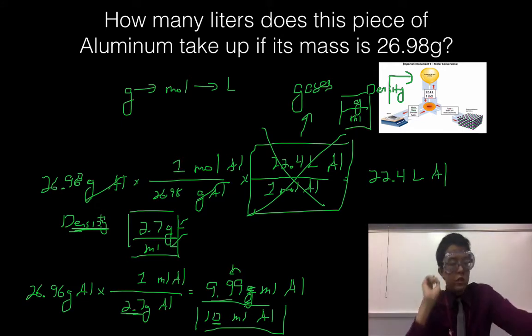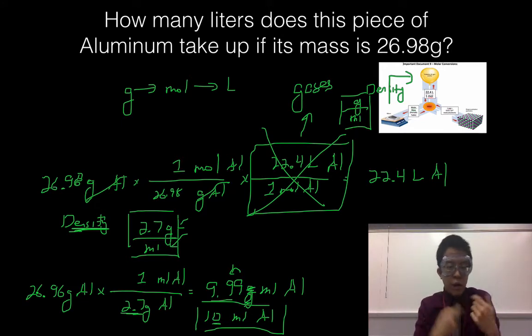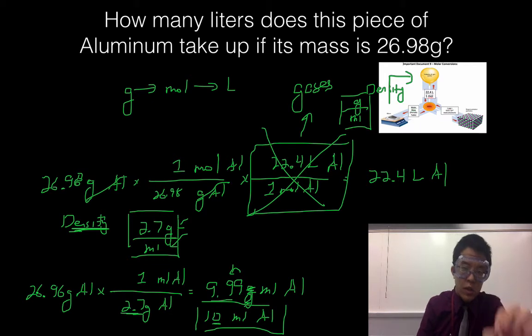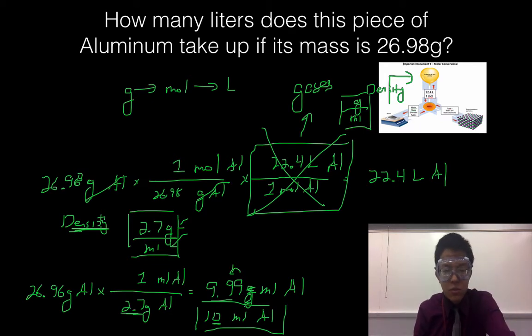Just to wrap up, if I want to convert from grams to a volume, I need the density. I can't use that 22.4 liters. That only works for gases. So remember that: you need the density if you want to get from the mass of something to the volume.